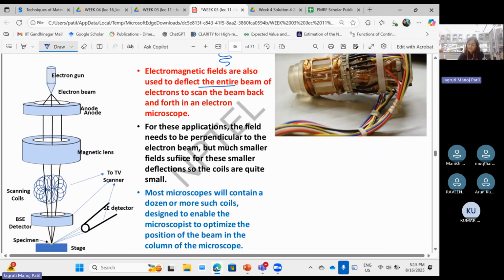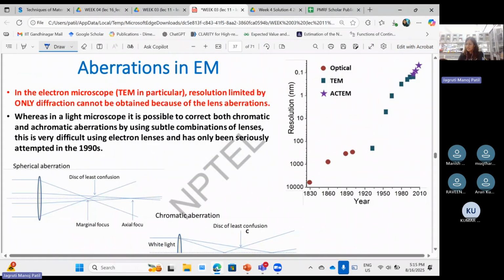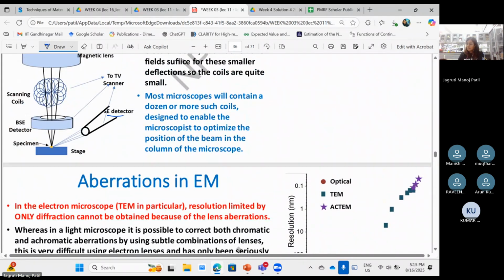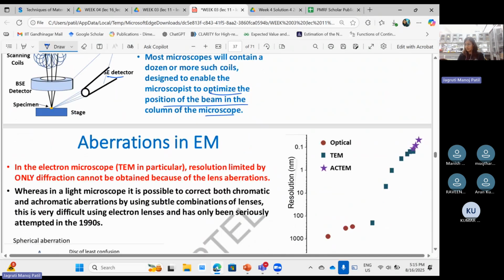If you have a secondary electron detector right here, you want to measure from which part of the specimen electrons are being ejected or reflected back. So you scan the entire region, and in a way these coils help us. Most of the time, the work of these coils is to optimize the position of the beam in that column of the microscope. But they will never converge or focus it. They will only help you scan through the entire specimen that you're trying to image.